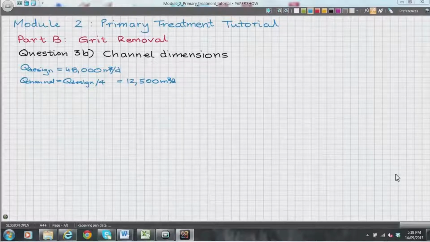To get that into units that we're requiring further on, we're going to divide it by 86,400, as that is the number of seconds in one day. Then we get the value of 0.144 cubic meters per second.